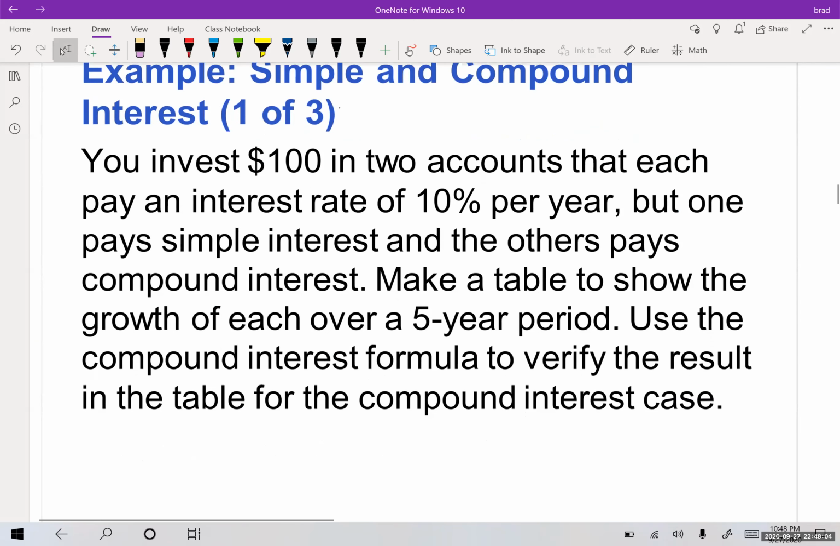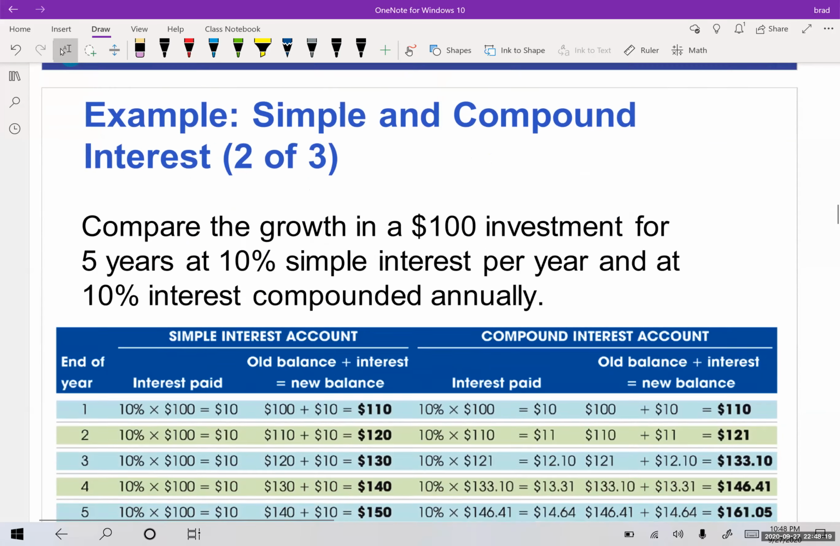So it says you invest $100 in 2 accounts that each pay an interest rate of 10% per year, but one pays simple interest and the other pays compound interest. Make a table to show the growth of each over a 5-year period. Use the compound interest formula to verify the results in the table in the compound interest case. So I kind of did that for us already.